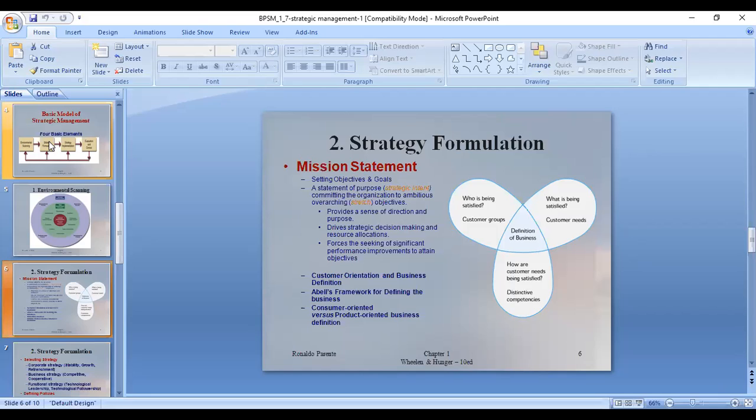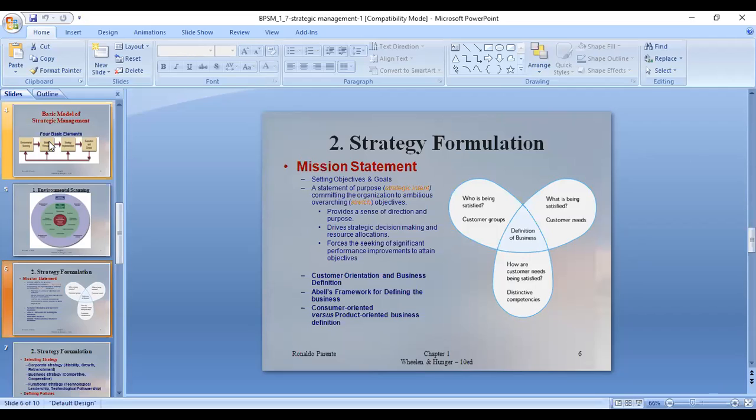In the strategy formulation, the mission statement is very important. Then here, in the definition of business, we have seen who is being satisfied, the customer group. What is being satisfied, the customer needs. How are the customers' needs being satisfied? Distinctive competencies. Competencies means how you are giving the different kinds of distinctive strategies.